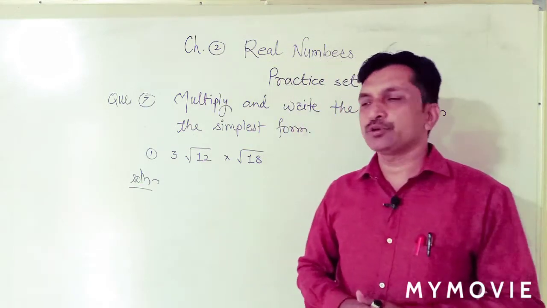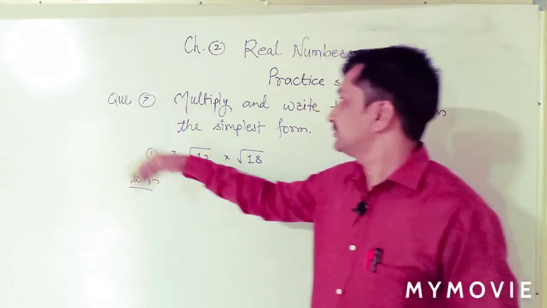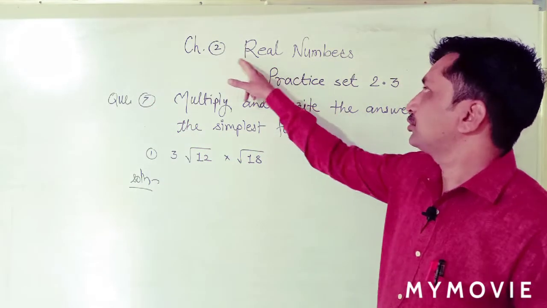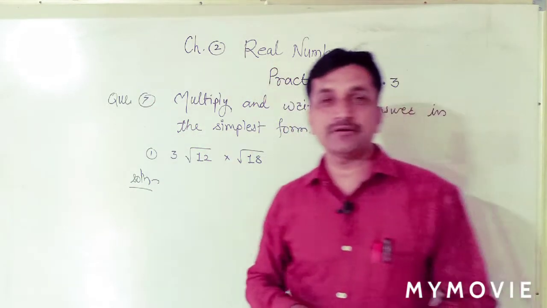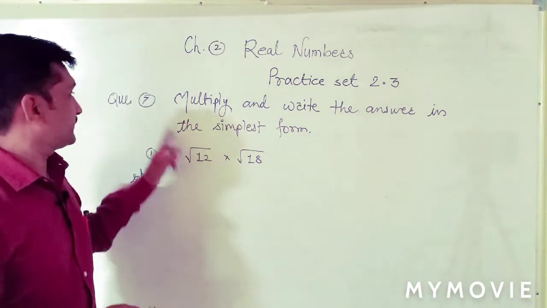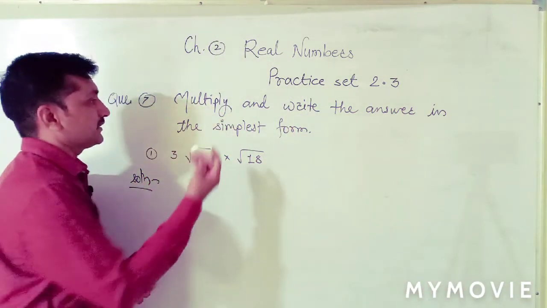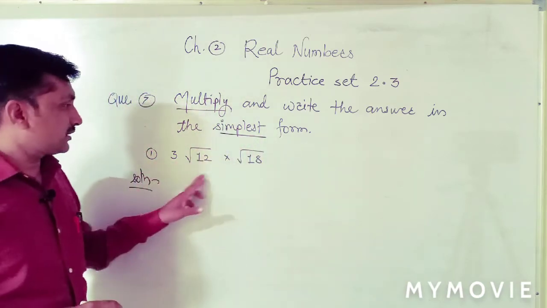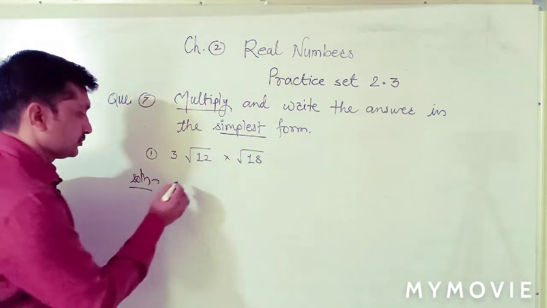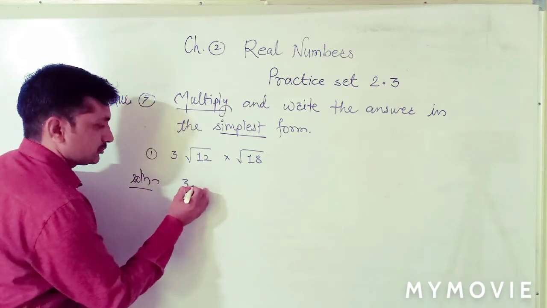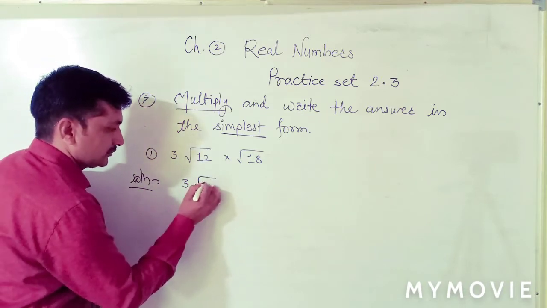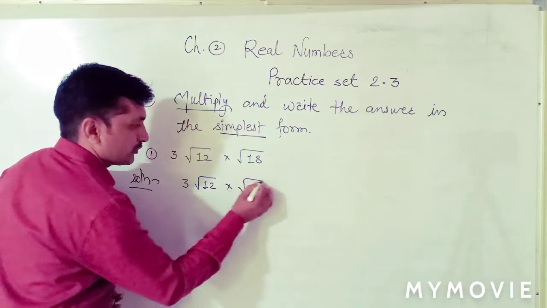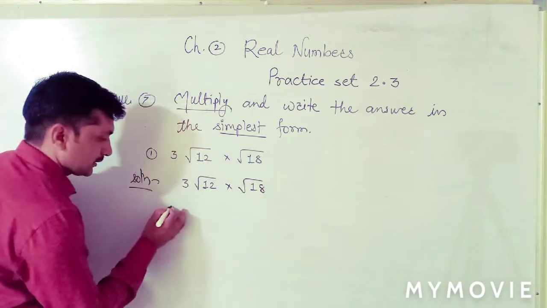In this video we are going to study question number 7 of practice set 2.3 of chapter 2 Real Numbers of standard 9. Question number 7 is: multiply and write the answer in simplest form. Now here are two pairs. First is 3 square root of 12 multiplied by square root of 18.